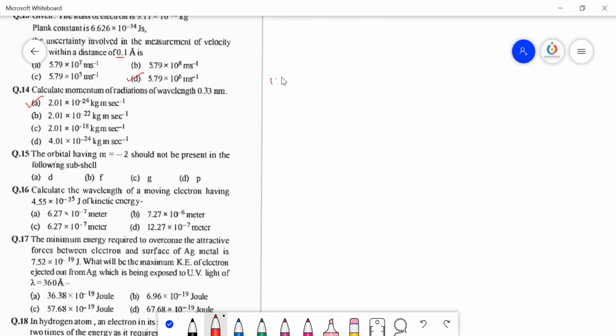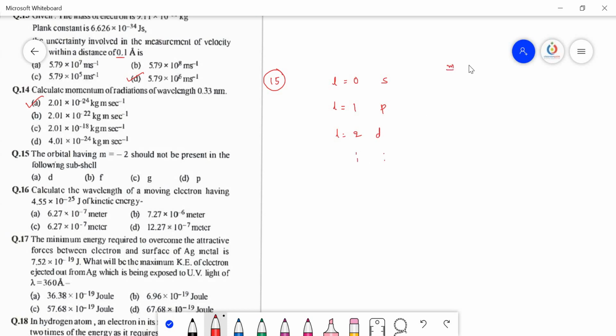Let us solve question number 15 now. The orbital having m equals minus 2 should not be present in the following subshell. So we know that for an s orbital L equals 0, for a p orbital L equals 1, for a d orbital L equals 2, and so on it continues.